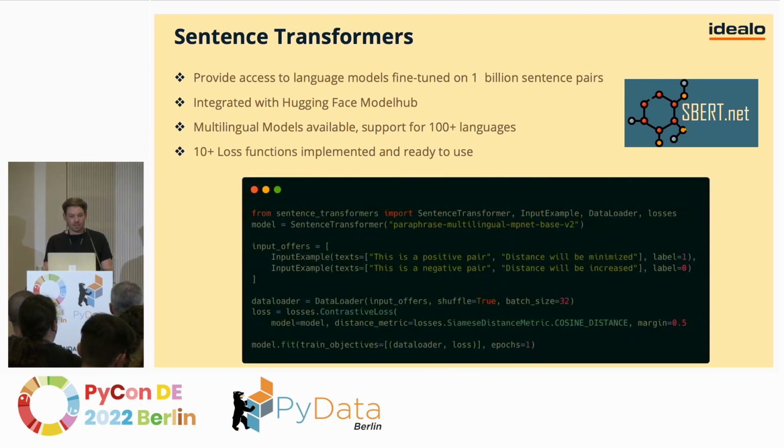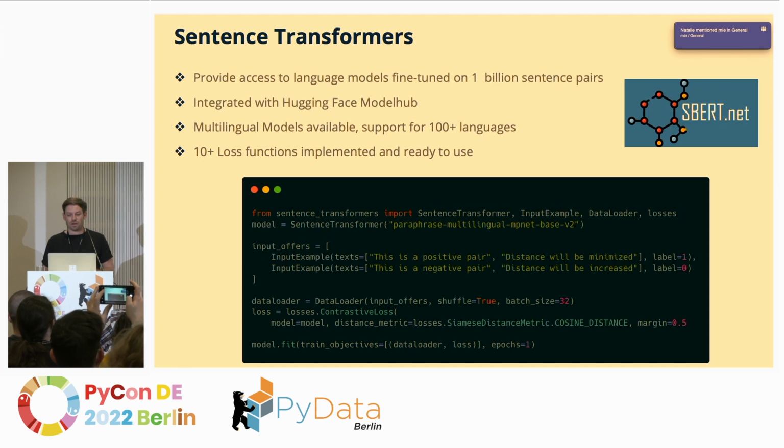And this is the code we're actually using. With a few lines of code, we were able to train a Siamese network. In the first two lines, we just download a pre-trained model and define the data input, and then with model fit, we can train a Siamese network.